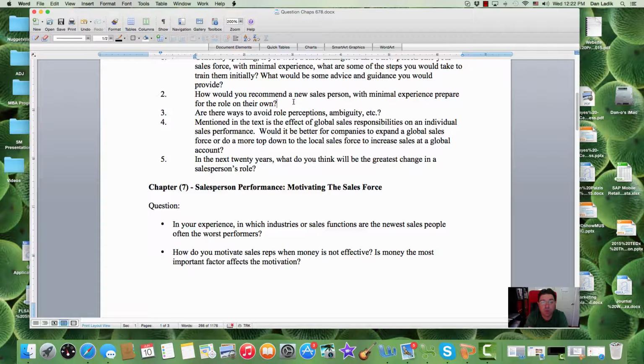Are there ways to avoid role perception ambiguity? I think we hammered this pretty well. In sum, it's a dialogue. If there's no dialogue, then there's an even bigger problem than the ambiguity or the conflict.